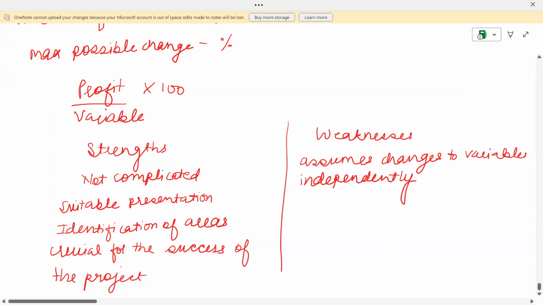Then let's talk about another weakness. Another weakness is that it's only identifying how far a variable will go, and it will not talk about the probability. So it does not talk about the probability of the change.